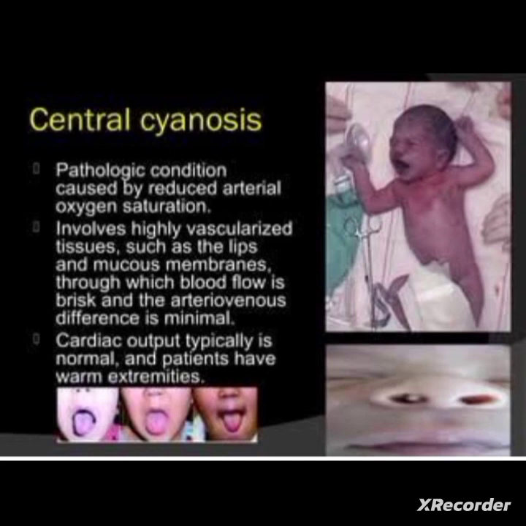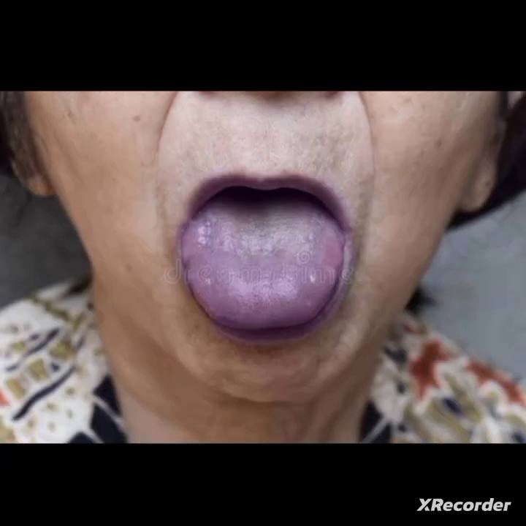Cardiac output is typically normal, and the patient has warm extremities. So in central cyanosis usually cardiac output will be normal, but when we touch the patient, the extremities will be warm. So that's regarding central cyanosis. This is the typical example of central cyanosis. The lips and the tongue are cyanosed.